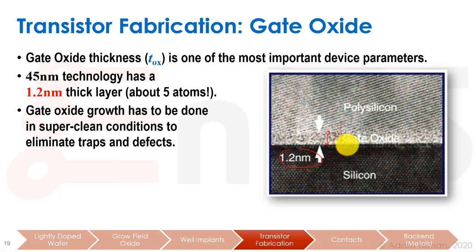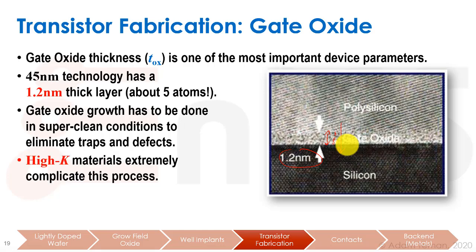It has to be done under super clean conditions to eliminate traps and defects, but that's done really well. And nowadays we often use high K materials, which are different materials. They're not silicon dioxide, and this complicates the process a lot.